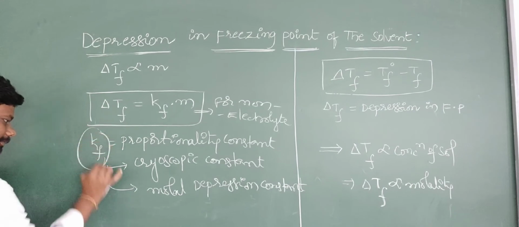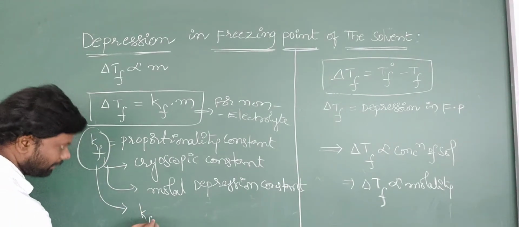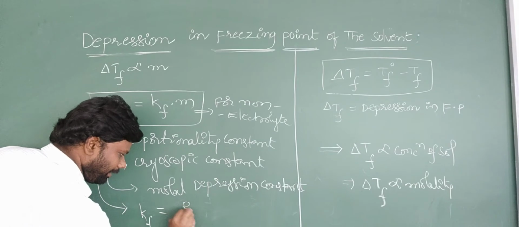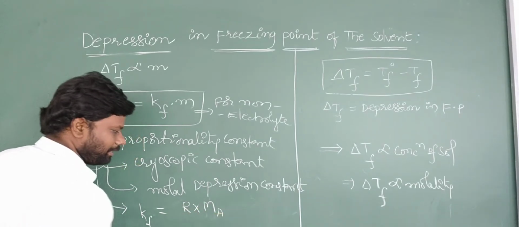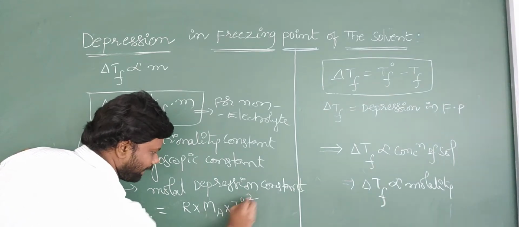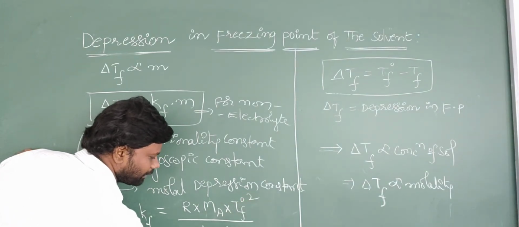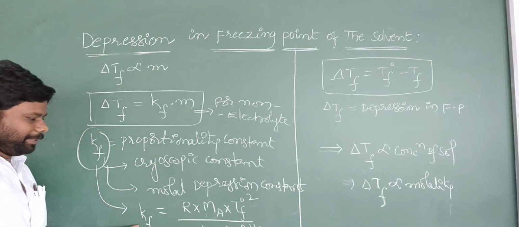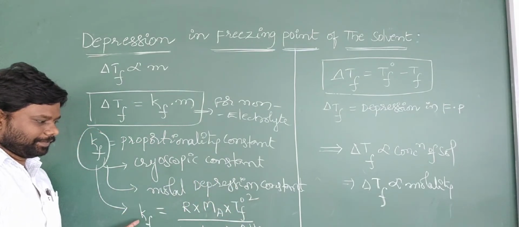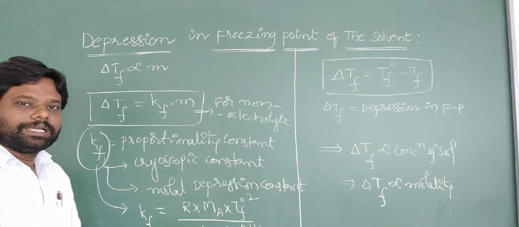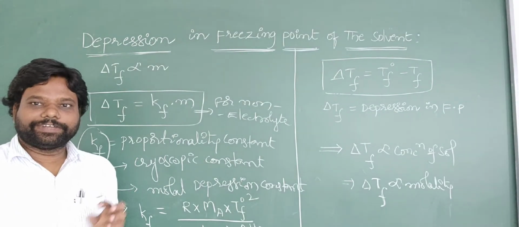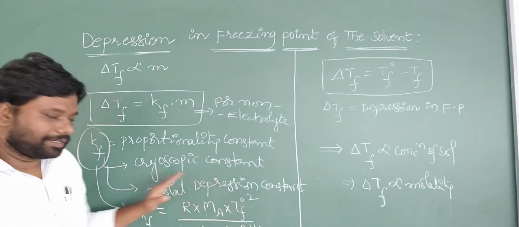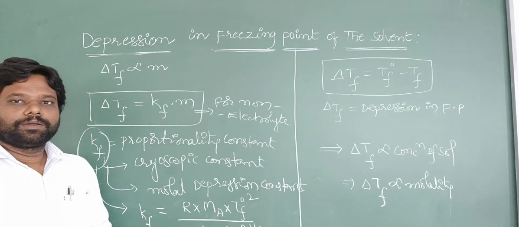This Kf can be derived from this formula. Kf is equal to R into molar mass of solvent into T naught F square by 1000 into change in enthalpy for fusion. So different solvents have different Kf values. Actually, this derivation is not needed here.